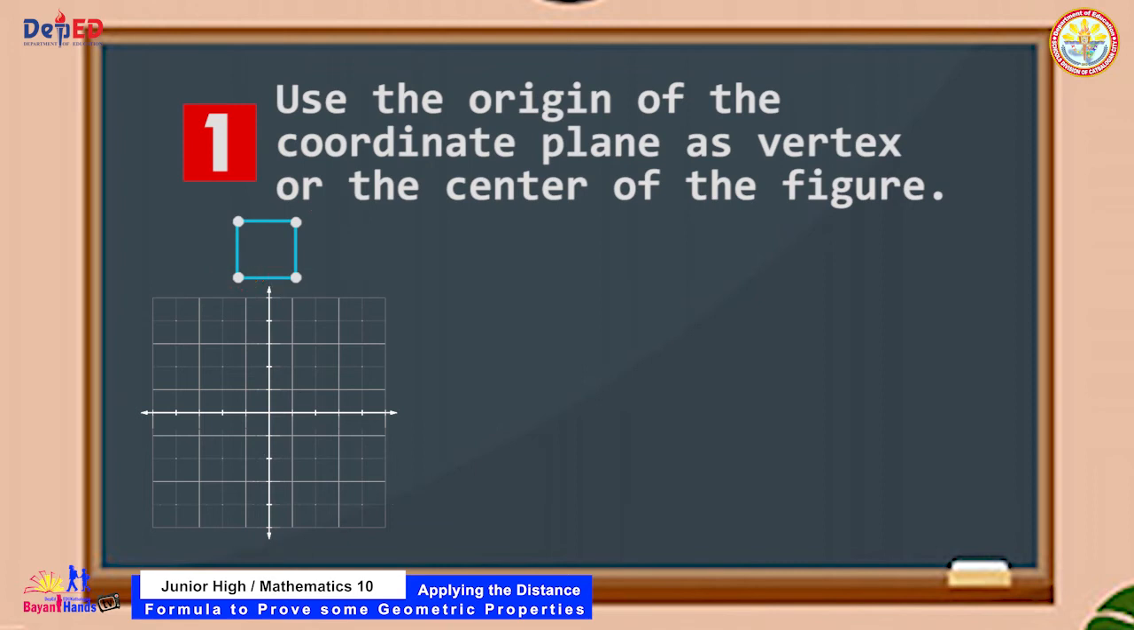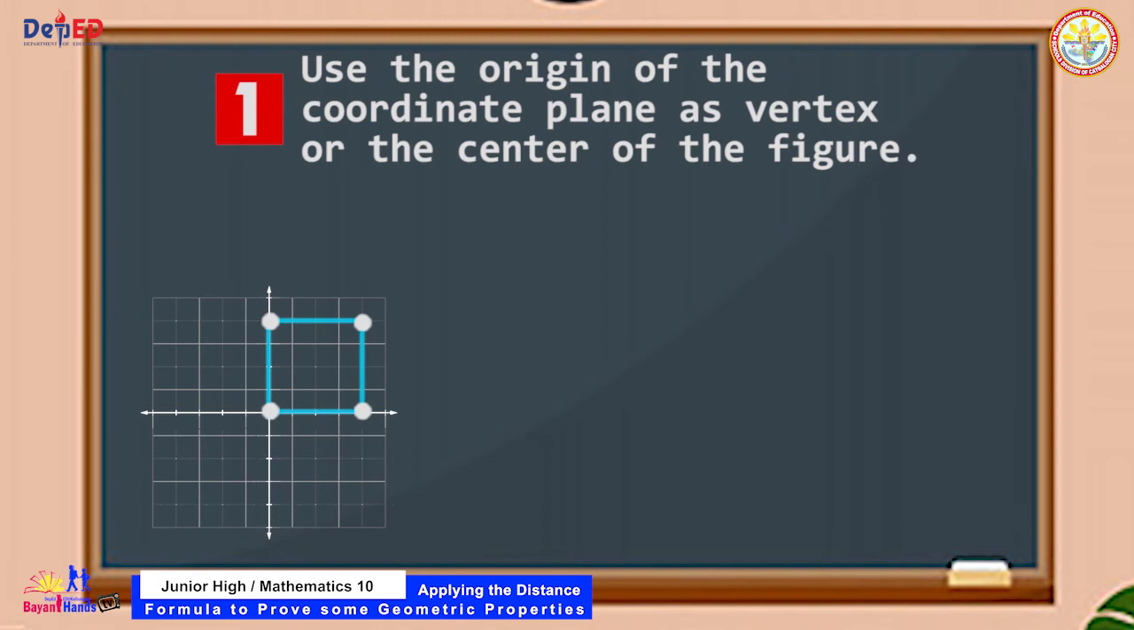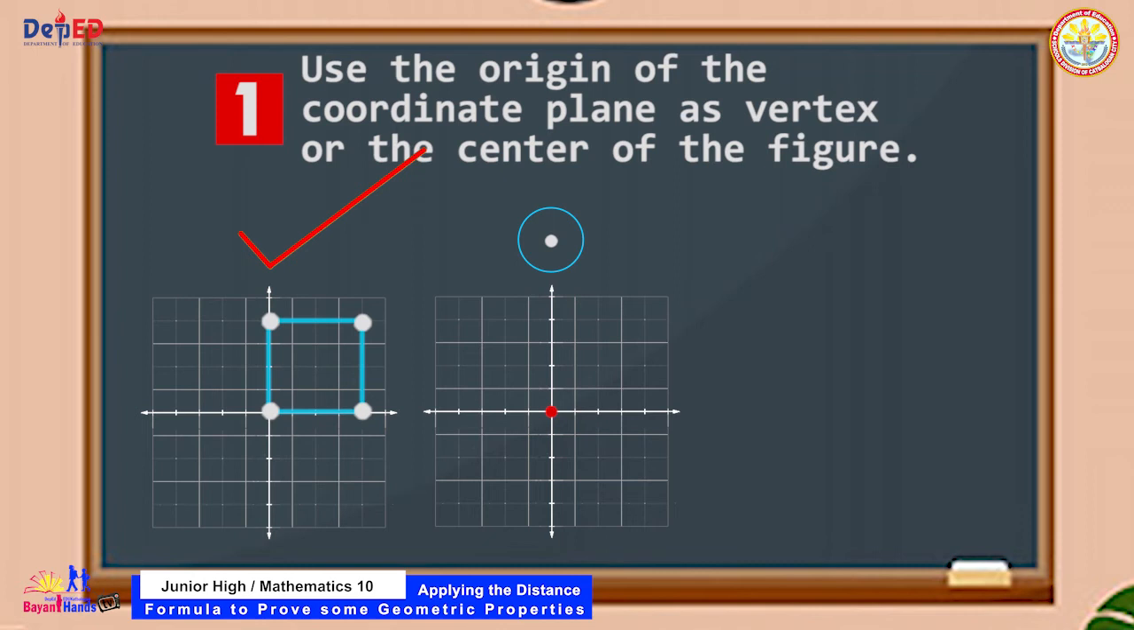For example, when you place the square in the xy plane, you need to ensure that either one of its vertices coincides to its origin. In this case, we will take this vertex. So, when we move this figure in the Cartesian plane, it will look like this. Next, since circle has no vertex, we simply need to coincide its center to the origin of the xy plane. The figure should look like this.